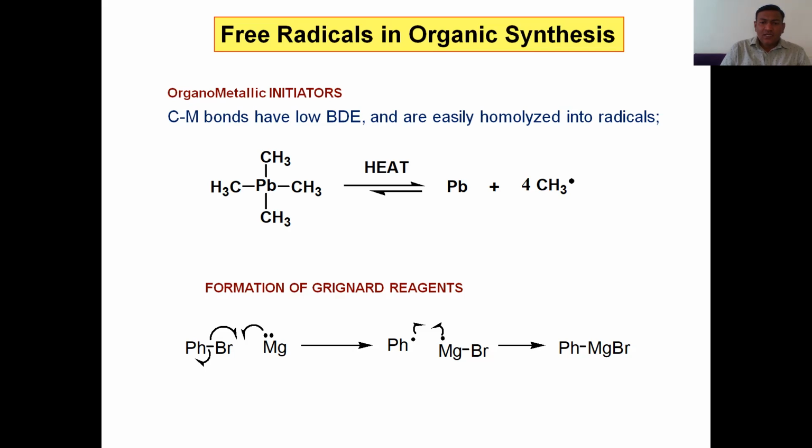Hope you remember tetramethylsilane, TMS, which we use in NMR spectroscopy. Like that, this is tetramethyl lead. When you heat it, you will find radicals, like methyl radicals, in that. So this is another organometallic initiator from which we can get the free radical very easily.